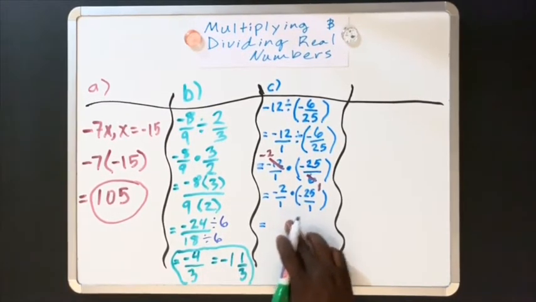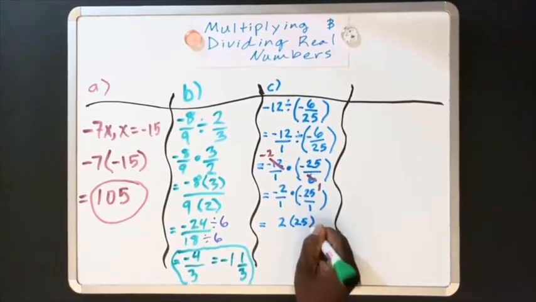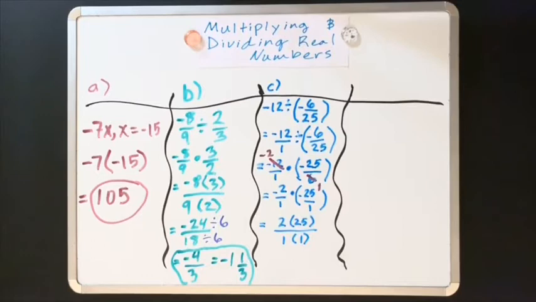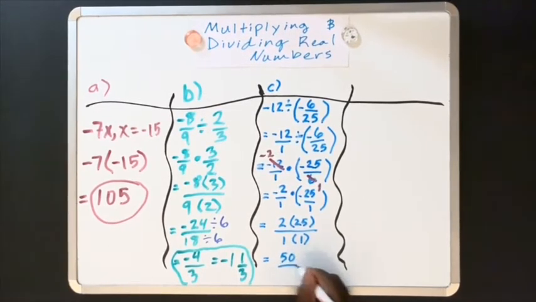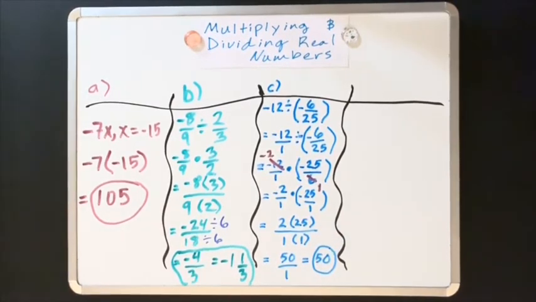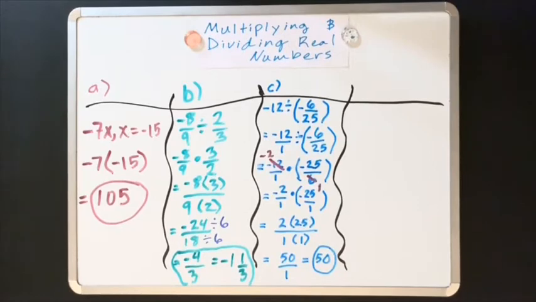But I think I'm not going to even skip a step. I'm just going to write 2 times 25 over 1 times 1, right? And then we end up with 2 times 25, which is 50, over 1 times 1, which is 1, which equals 50. And so this is our final answer. That is what we get when we take negative 12 divided by negative 6 over 25.